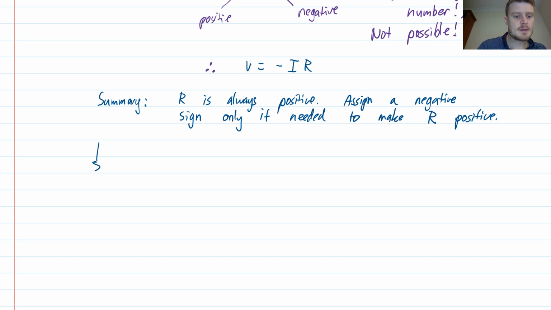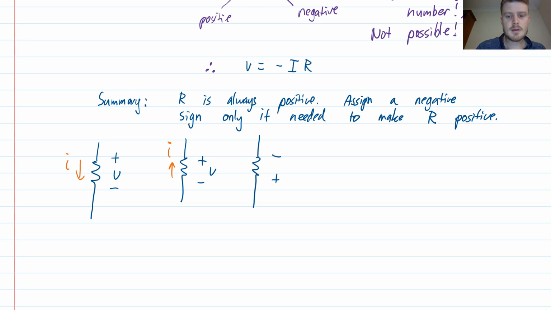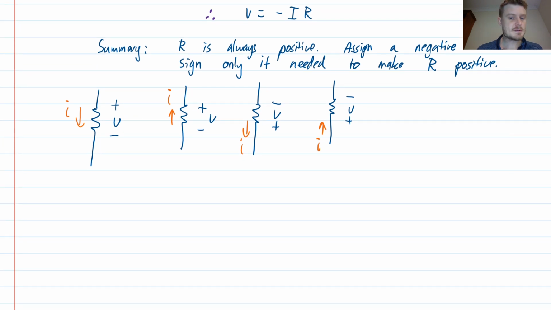Let's have a look. So I can have a resistor, positive, negative, and I can draw a current like this. I can have a resistor, again, voltage the same way around, but I can draw the current going the other way. I can have a resistor with the positive, negative voltages with a negative at the top. And I can have also this situation with the current going up and the negative sign of voltage at the top. These are the four combinations.